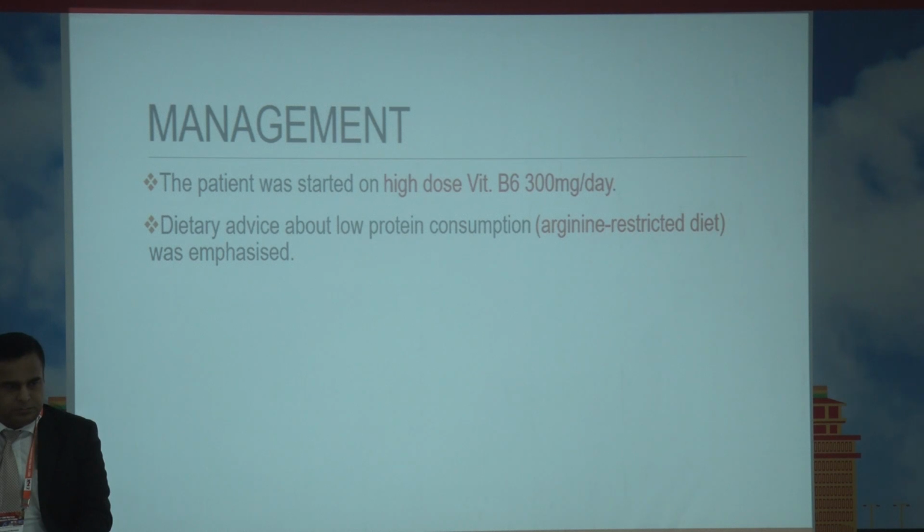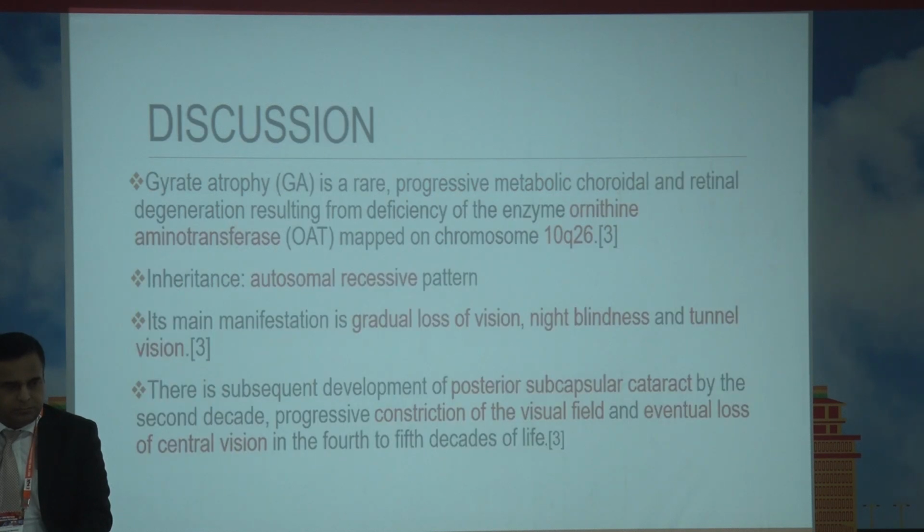Now, the patient was started on high dose of vitamin B6, 300 milligram per day, and dietary advice about low protein consumption, that is an arginine-restricted diet, was emphasized. Now, gyrate atrophy is a rare progressive metabolic choroidal and retinal degeneration resulting from the deficiency of the enzyme ornithine aminotransferase mapped onto the short arm of chromosome number 10. The inheritance is an autosomal recessive pattern, and its main manifestation is a gradual loss of vision, night blindness, and tunnel vision.